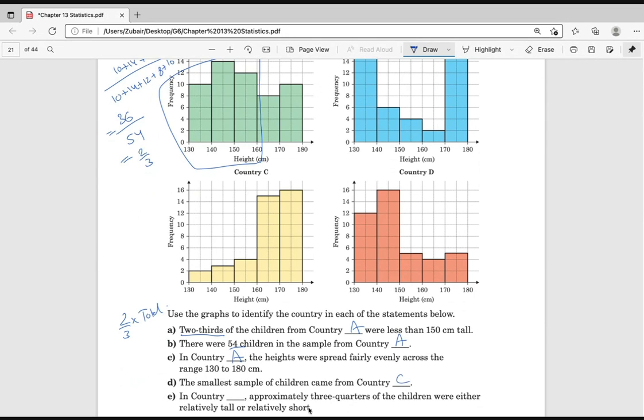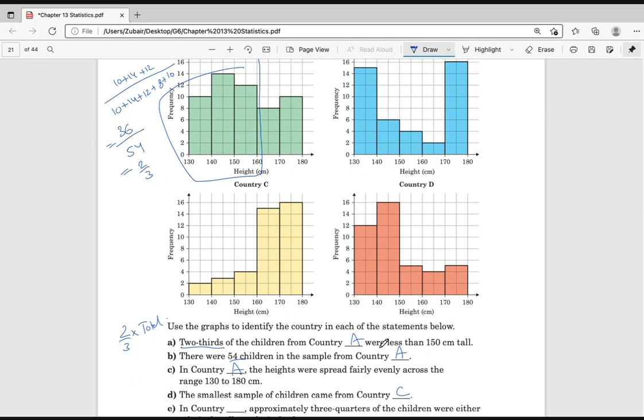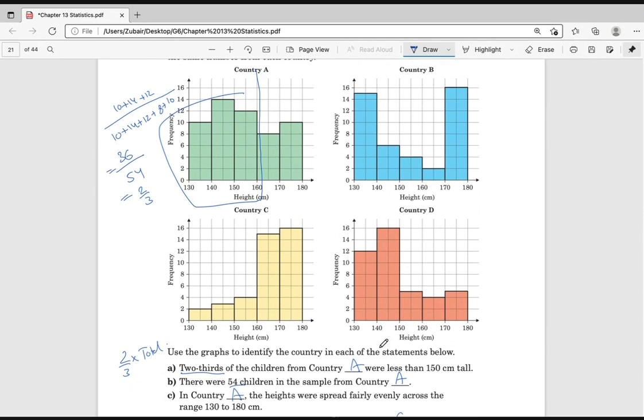In country dash, approximately three-quarters of children were either relatively tall or relatively short. A. I mean... B. Okay, we'll check. I think it is between B and C. Yes, it's B, I think so.